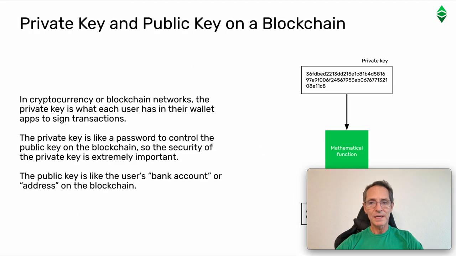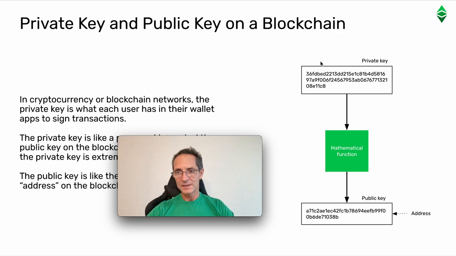Private key and public key on a blockchain. In cryptocurrency or blockchain networks, the private key is what each user has in their wallet apps to sign transactions. So you have them in your phone app or your computer. You have, for example, MetaMask, or you have Emerald Wallet or Trust Wallet or Exodus or Coinbase Wallet. All those wallets are what are called non-custodial wallets, and that means that you, in your computer, your phone, you have the private keys. And they have to remain secret, of course. The public key is like the user's bank account or address on the blockchain.